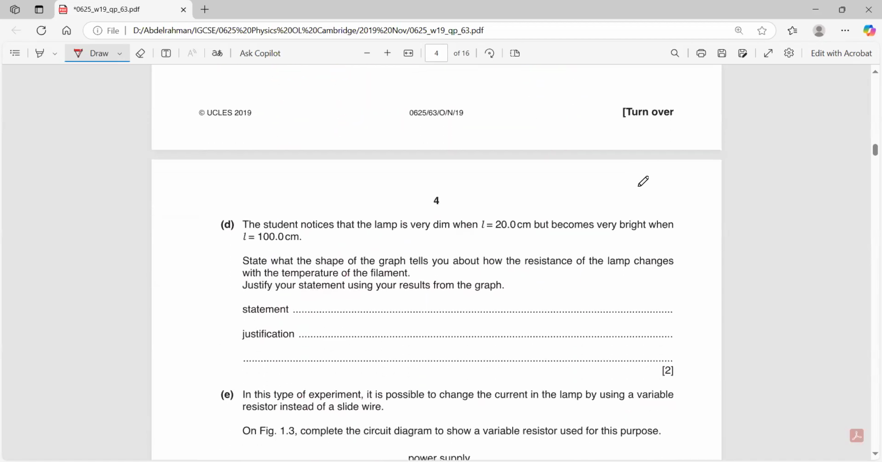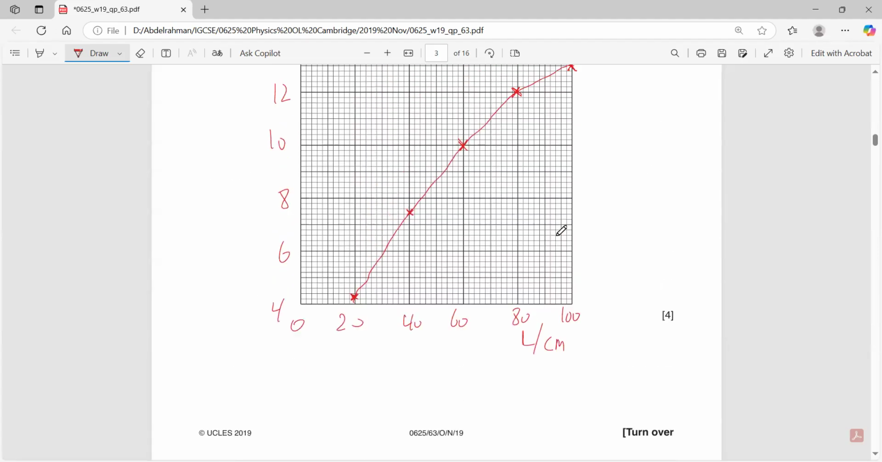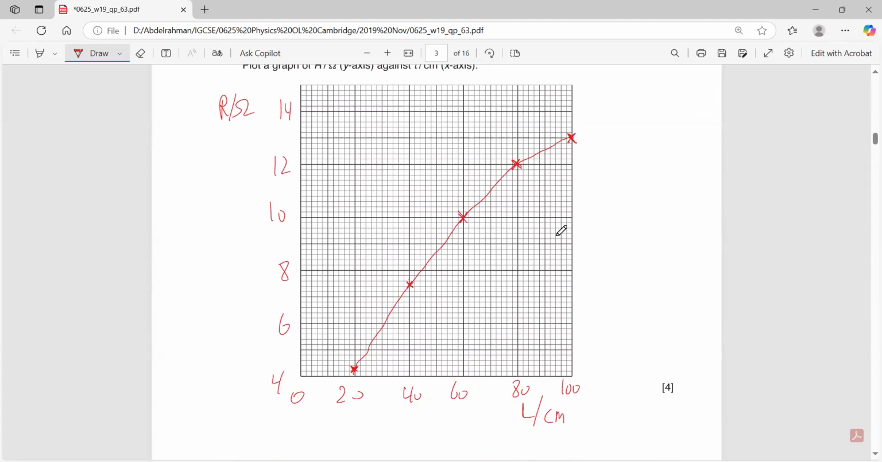Now, the student notices that the lamp is very dim when the length was 20 centimeters, but becomes very bright when the length is 100 centimeters. State what the shape of the graph tells you about how the resistance of the lamp changes with the temperature of the filament lamp. Justify your statement.